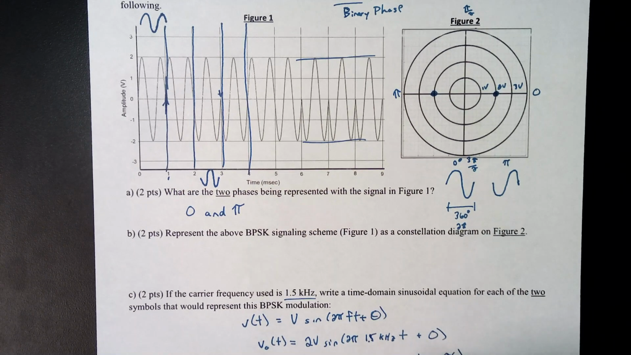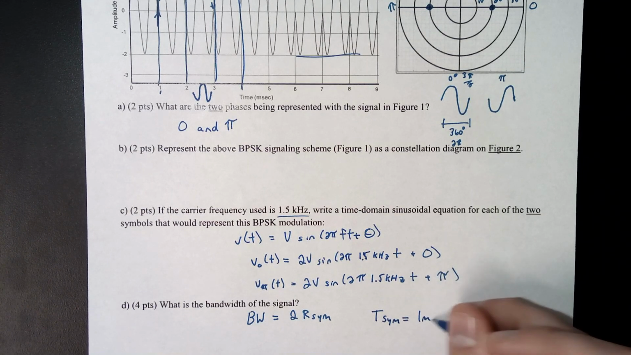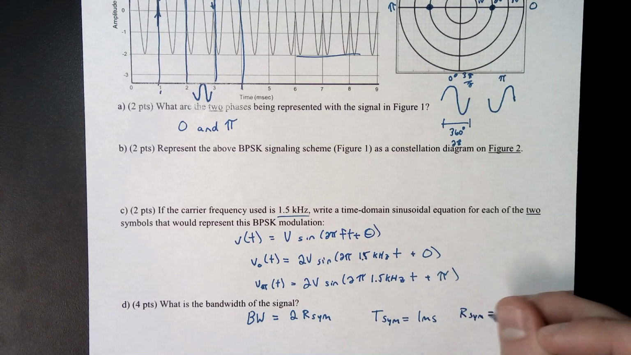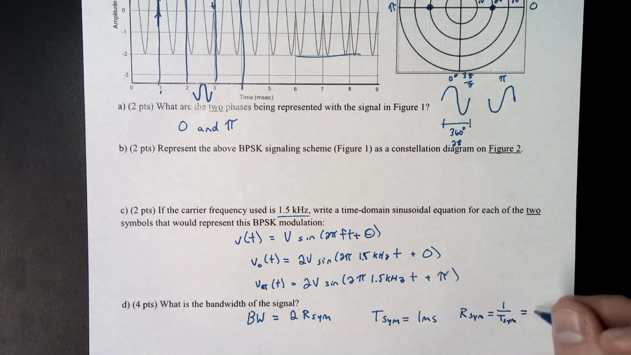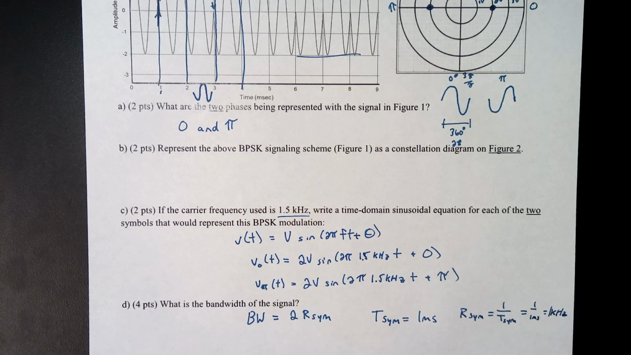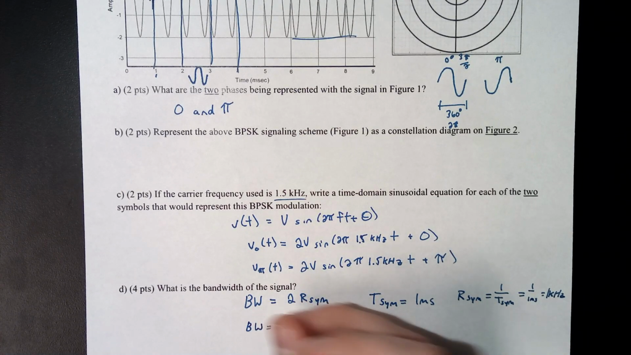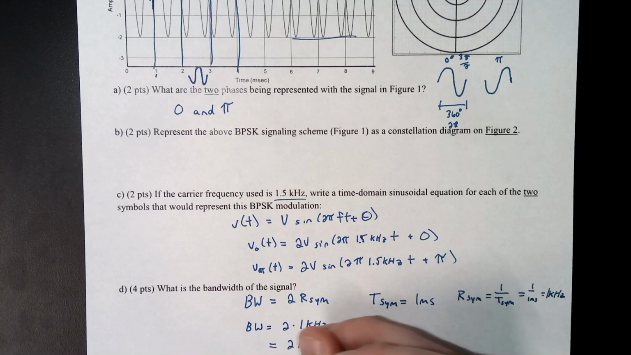So our T-sym that we're analyzing from the graph is 1 millisecond, which means that our R-sym, our rate of symbols, is 1 over T-sym, the period. And so that's 1 over 1 ms, which is 1 kilohertz. So our symbol rate is 1 kilohertz, which means our bandwidth is 2 times 1 kilohertz, which is 2 kilohertz.